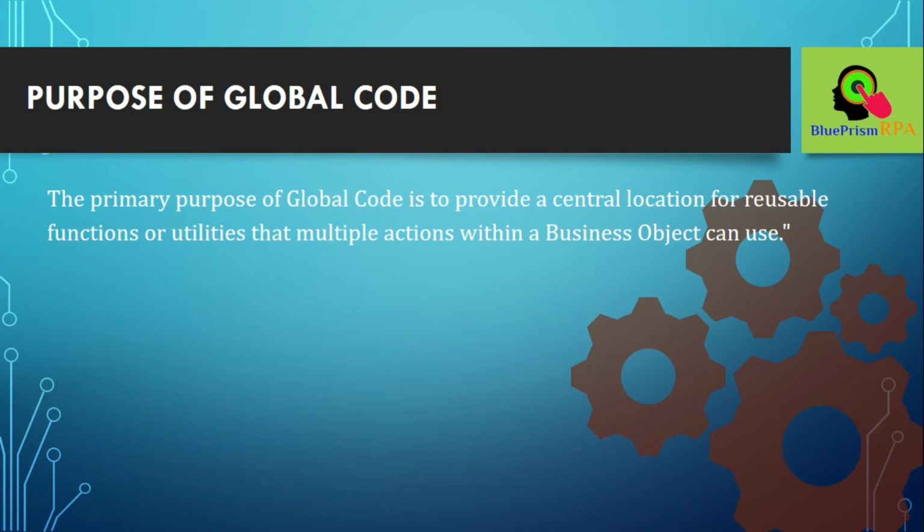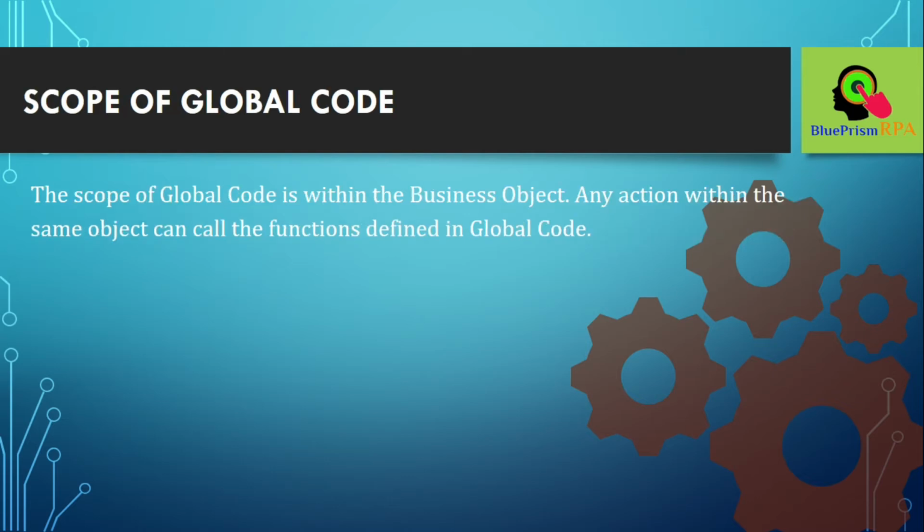The primary purpose of global code is to provide a central location for reusable functions or utilities that multiple actions within a Blue Prism business object can use. Scope of the global code: the scope of the global code is within the business object. Any actions within the same object can call the functions defined in the global code.